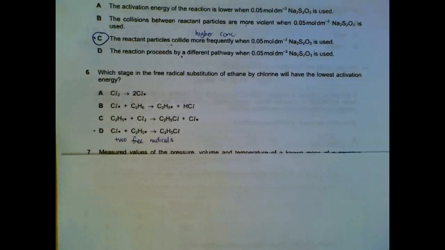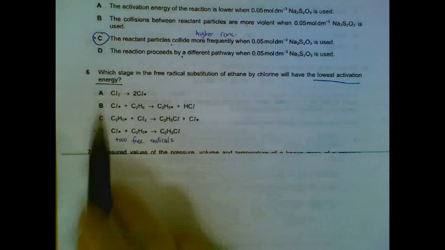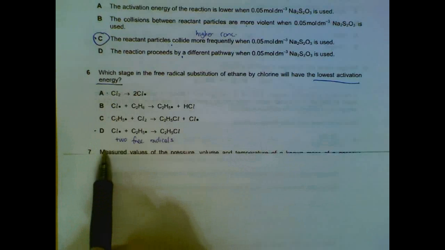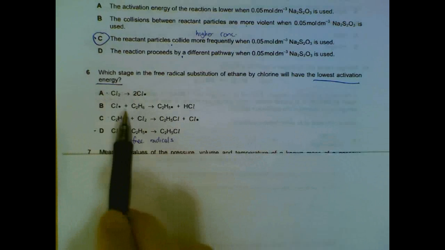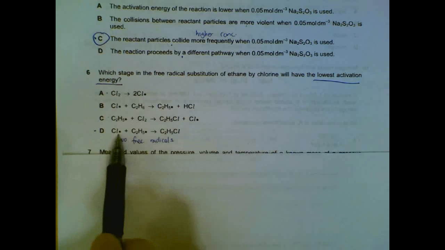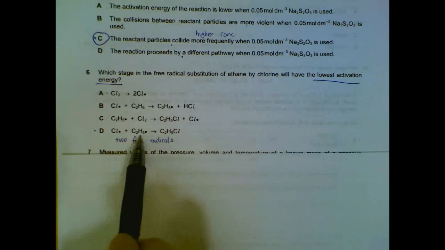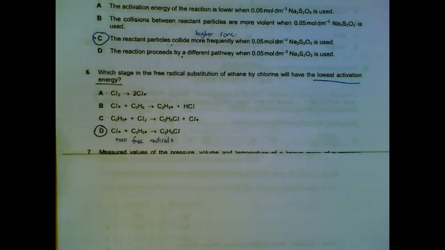Number 6, which one will have the lowest activation energy? If we look down the options, some options involve bond breaking purely, some involve bond breaking and bond forming. For D, there are two radicals, so it's bond formation, and these two radicals are very, very reactive, so they require the lowest activation energy among all of them. It's purely bond forming.